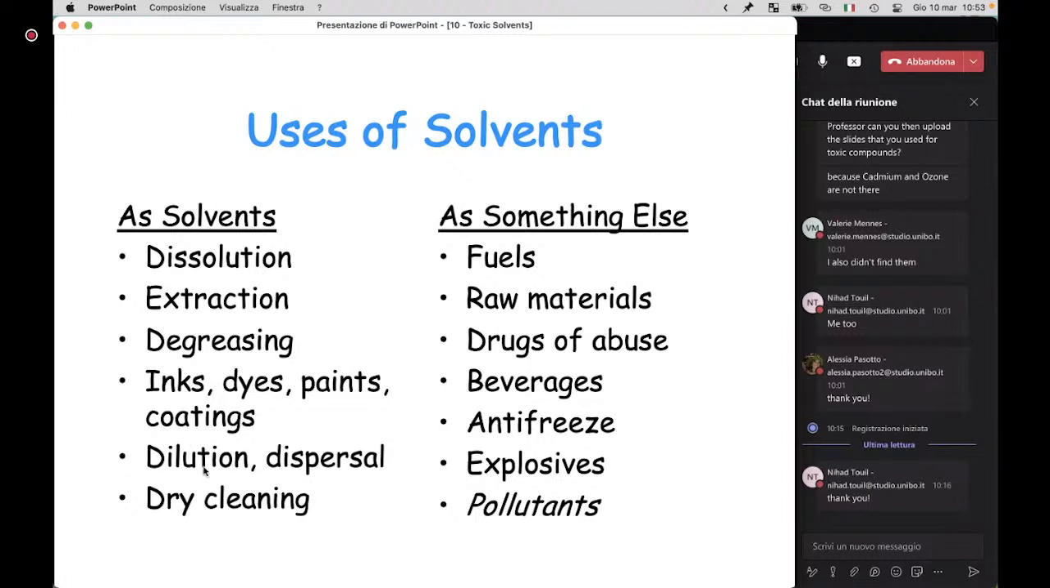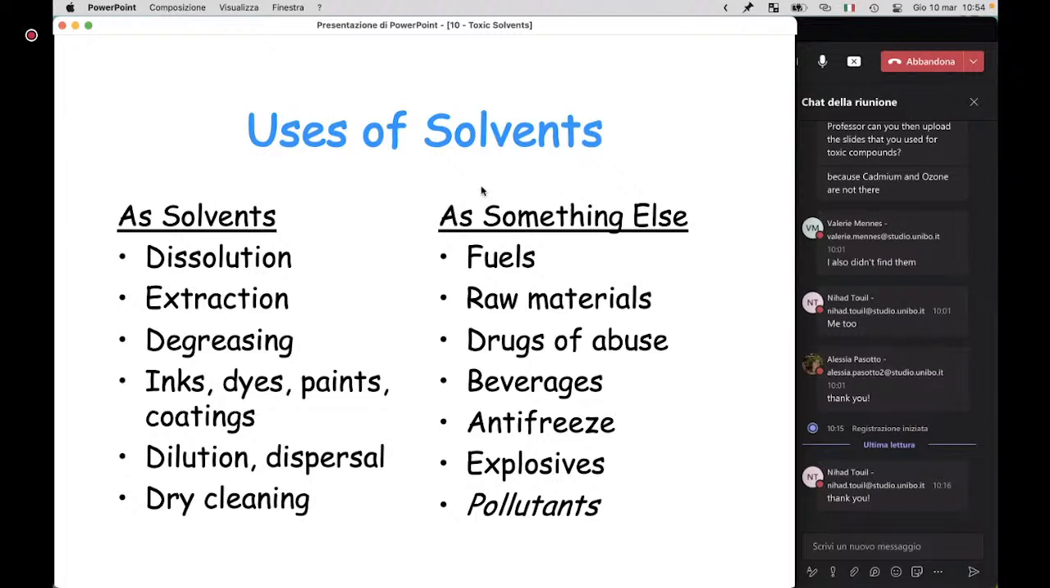Also for the dilution of substances, a very important everyday application is dry cleaning. When you get your clothes dry cleaned, an organic solvent is used. The dry part means that you don't use water, okay? Instead of water, you use an organic solvent. So it's not really dry cleaning, it's organic solvent cleaning, okay? But dry in this case has been used to mean without water.